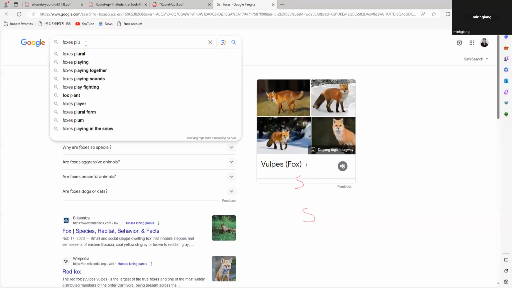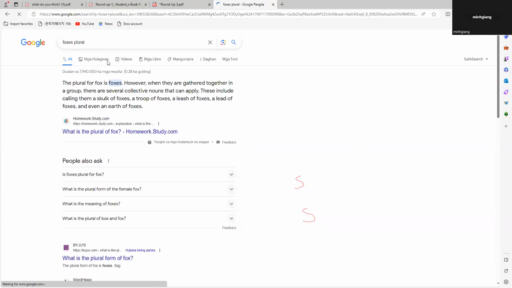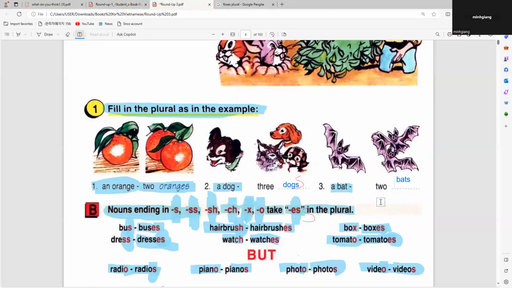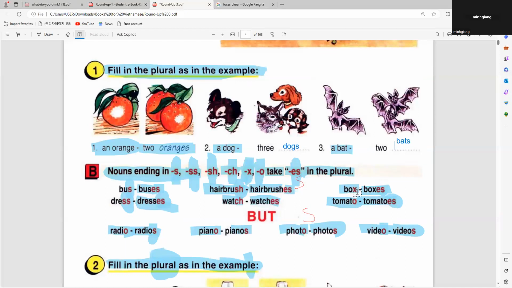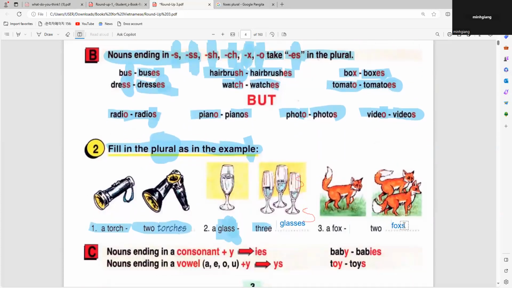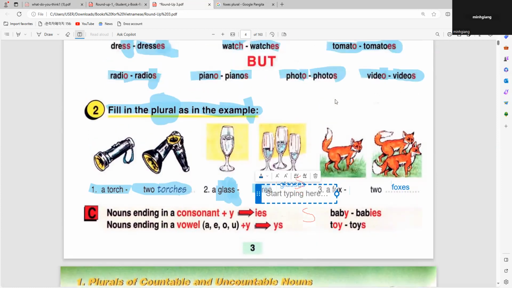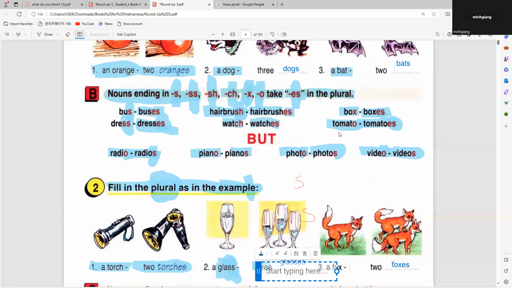Okay, look at this one. The correct answer is ES. Like this: box, boxes. For fox, foxes, this is also ES. Do you understand now? You will add ES. Don't forget, you will add ES, okay?